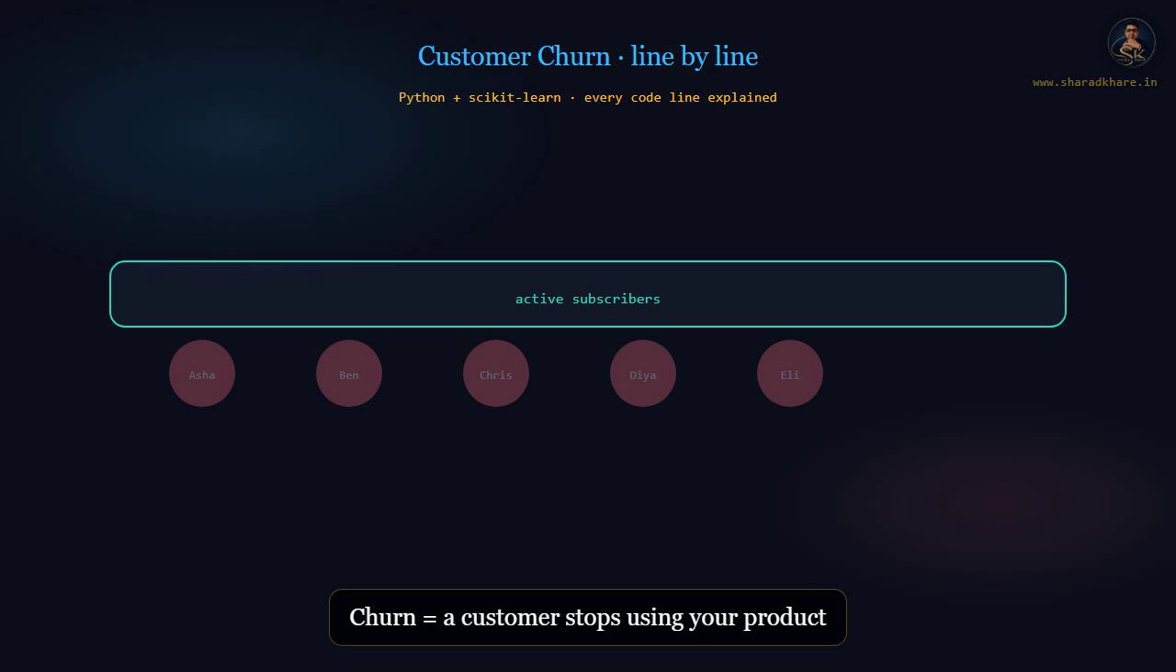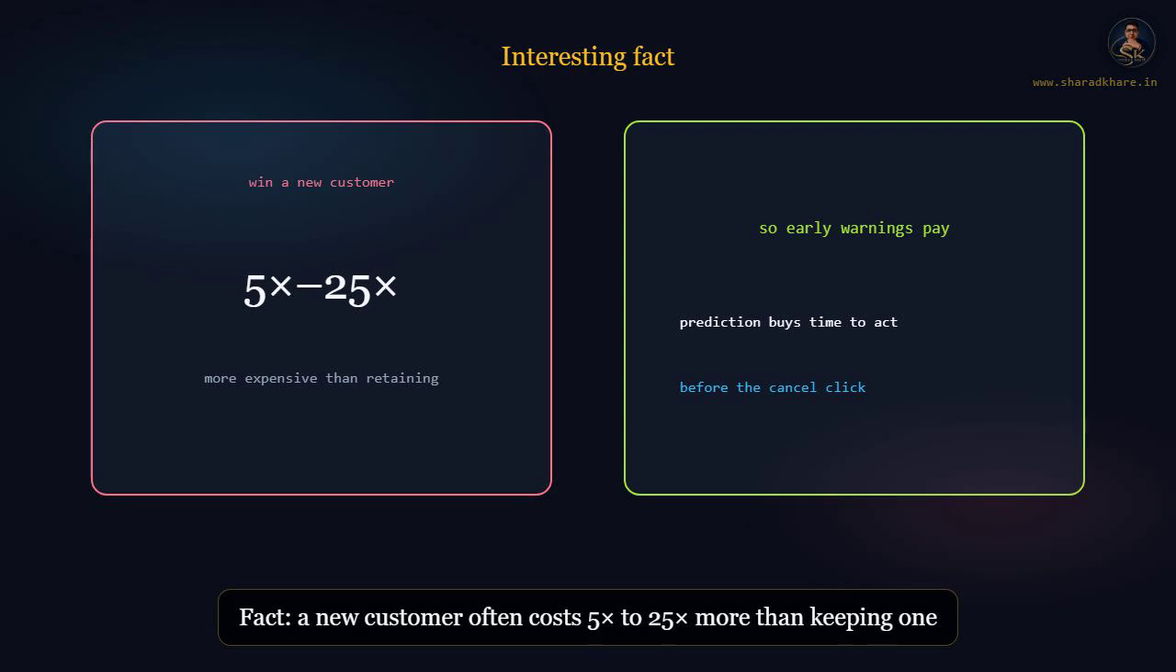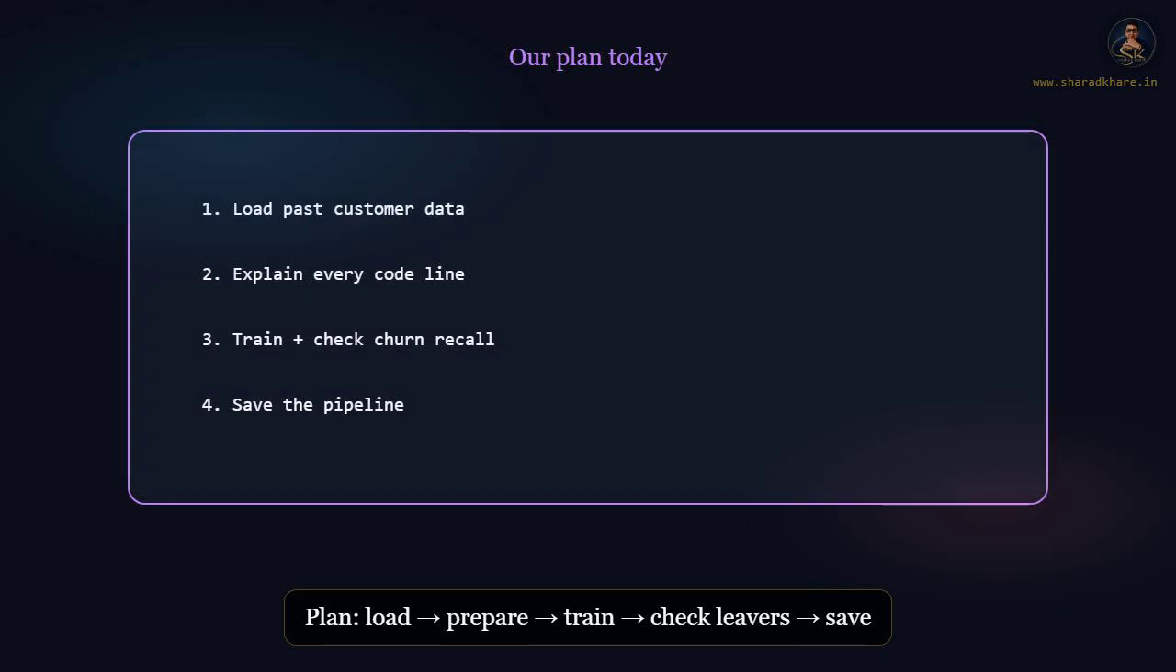They cancel the plan or they just fade away. If we notice the warning signs early, the team can call them, help them, or offer a better plan before they leave. Here is a useful fact. Bringing in a brand new customer often costs 5 to 25 times more than keeping someone you already have. So early prediction is not a luxury. It is money saved.